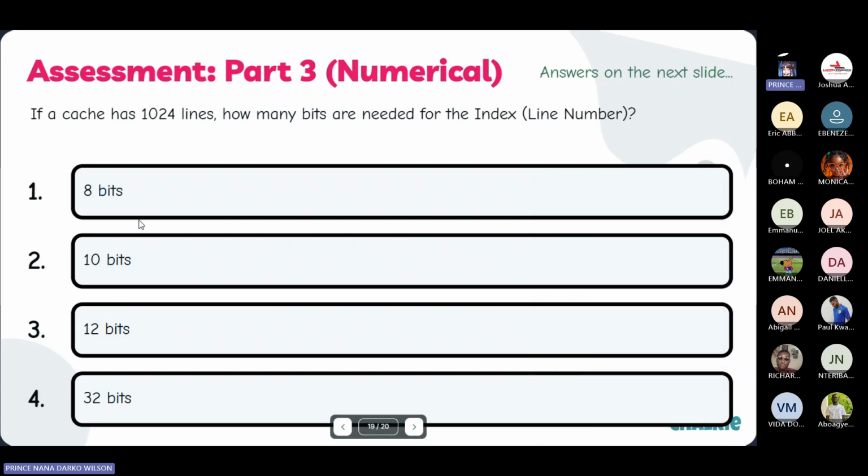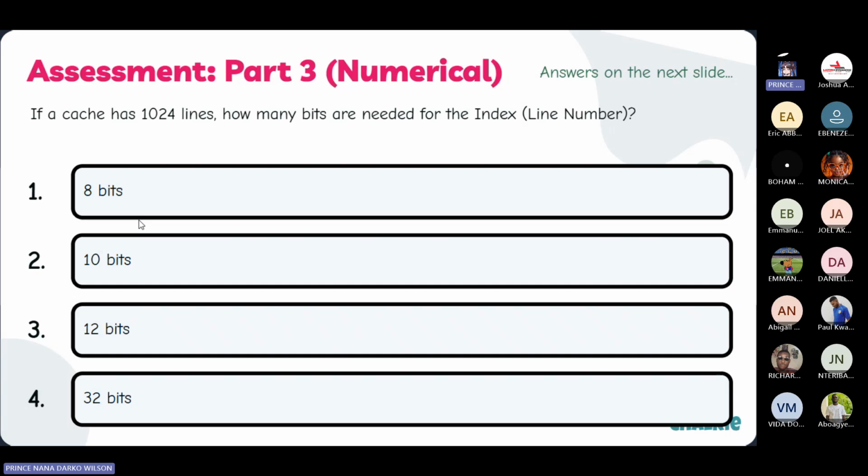So look at this one. It says if a cache has 1024 lines, how many bits are needed for the index line number? It has 1024 lines. 32 bits. It's how many? 32 bits.